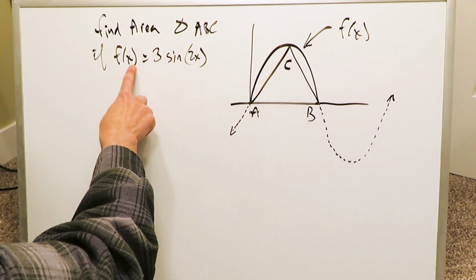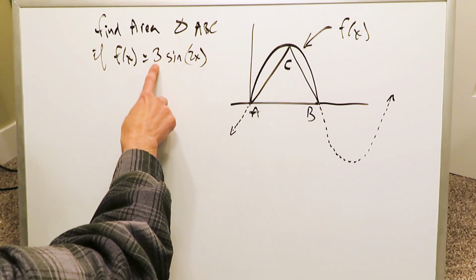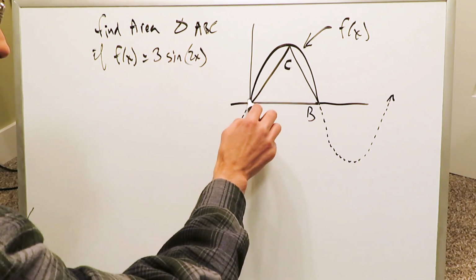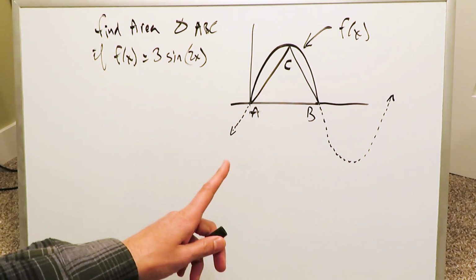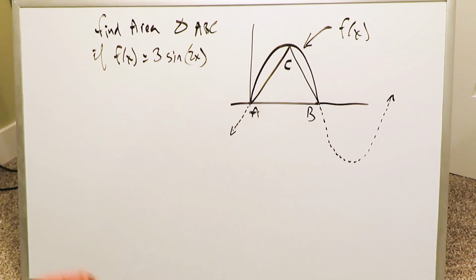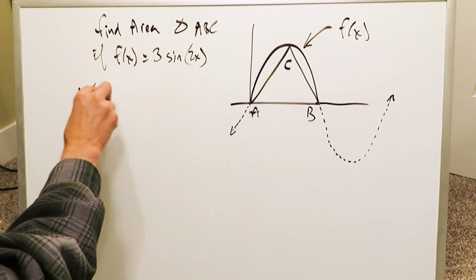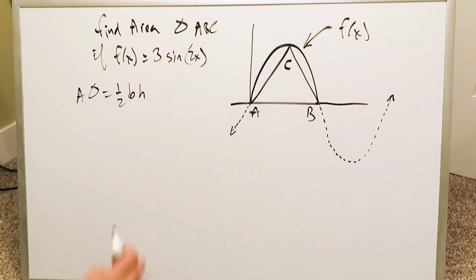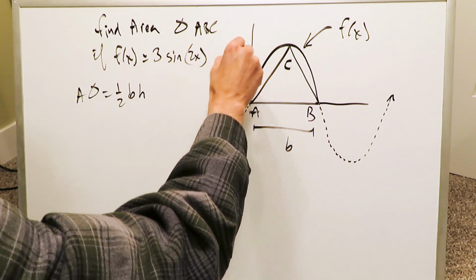The triangle is enclosed within the function f of x equals 3 sine 2x. We're only looking at this little portion, or domain, of the sine function. How can you go about determining the area of that triangle? The area of a triangle is always equal to half base times height. Therefore, you must determine the base and the height. If you can do that, the question is solved. We have a base from here to here, and a height from here to here.